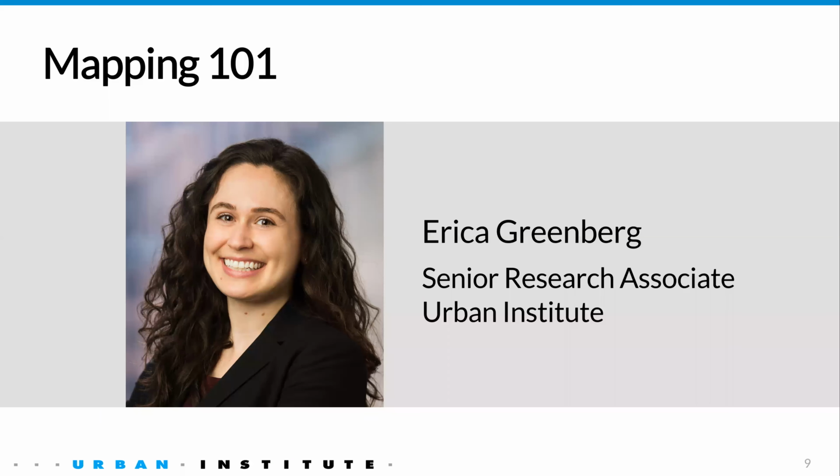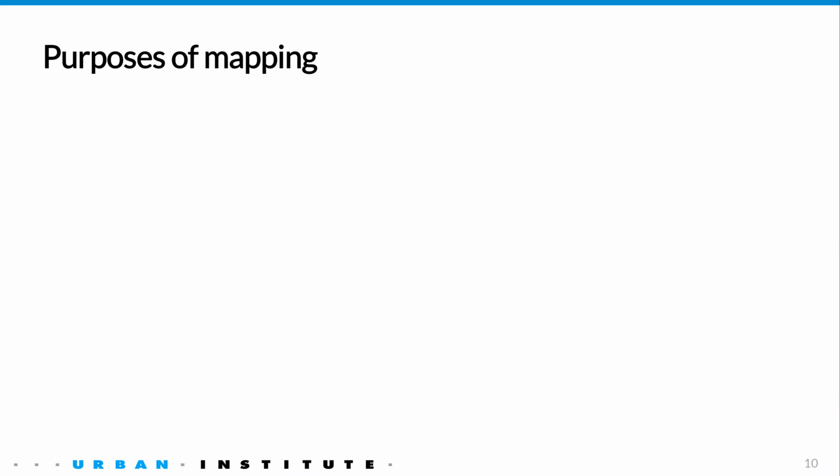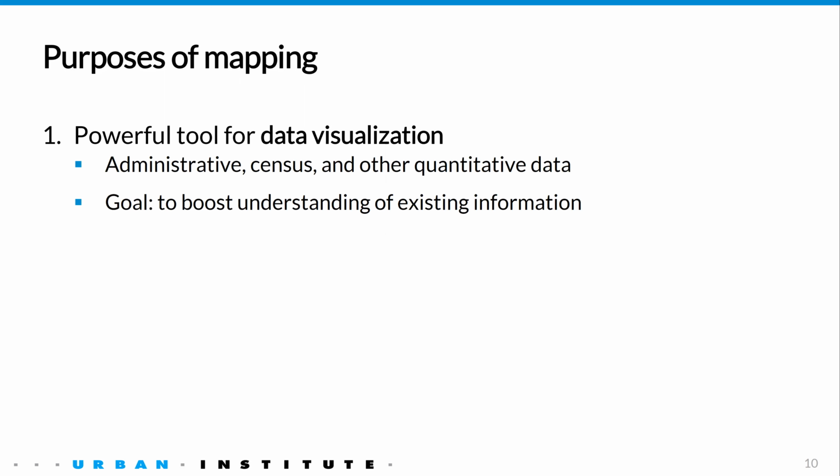Today I'll do a quick overview of Mapping 101. You can think of mapping as having two main purposes. First, mapping offers a powerful tool for data visualization, also thought of as data presentation. Under this purpose, administrative, census, and other data can be plotted with the goal of boosting understanding of existing information. Importantly, other types of data visualization and tabling can fulfill this purpose in coordination with or independent of mapping.